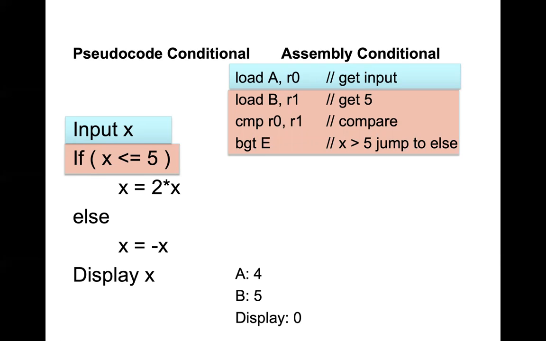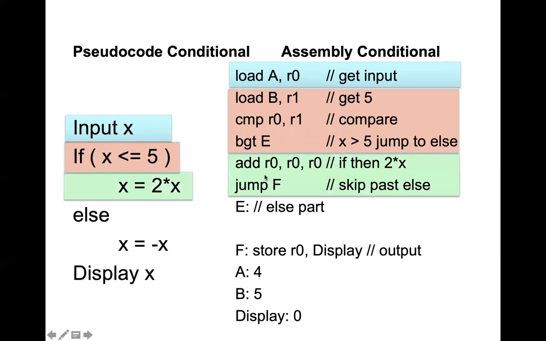So if X is not greater than 5, then it had to be less than or equal to 5. So then we're going to execute the then part right here next. And so let's look at that. So the then part adds R0 to R0. So that's the same as multiplying times 2.